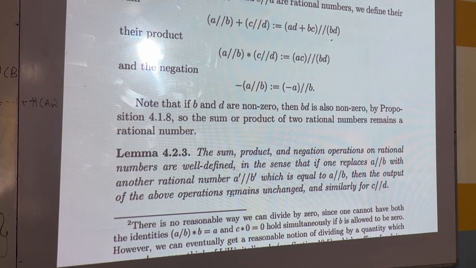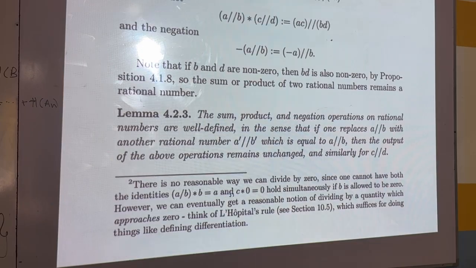Note that if b and d are non-zero, then bd is non-zero. By proposition 4.1.8, the sum or product of two rational numbers remains a rational number. Anyway, 4.2.3: the sum, product and negation operations on rational numbers are well defined, in the sense that if one replaces a//b with another rational number a'//b' which is equal to a//b, then the output of the above operations remains unchanged, and similarly for c//d. That's what he has been doing.